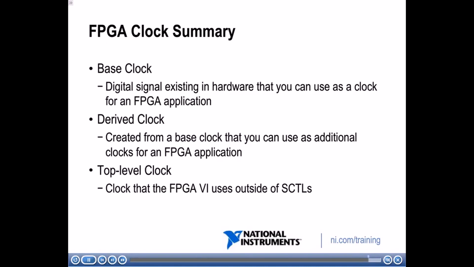And then lastly, we have our top level clock, and this is the clock that the FPGA VI uses outside of single cycle time loops. So most of the time, you just want to leave that top level clock as that default 40 megahertz onboard clock. Now you can use FPGA clocks to determine the execution time of the individual VIs and functions on the FPGA VI block diagram. Next, we will troubleshoot single cycle time loop errors.